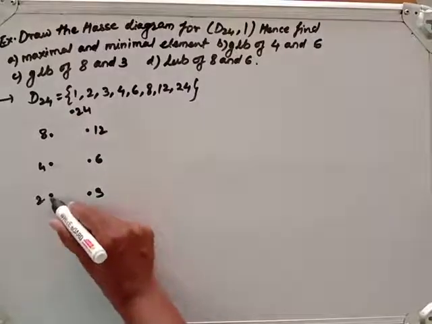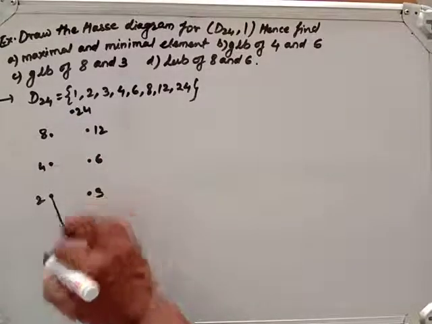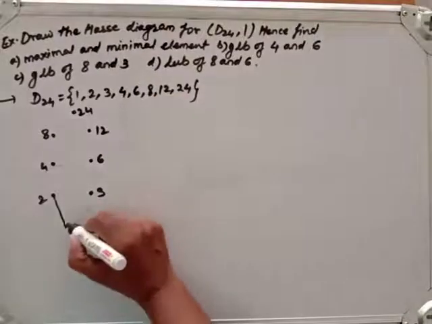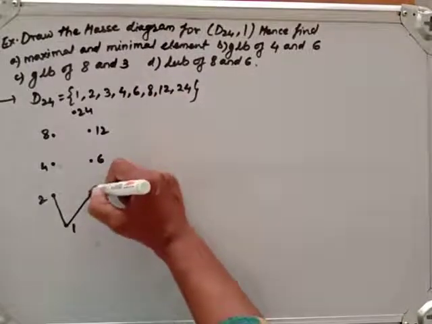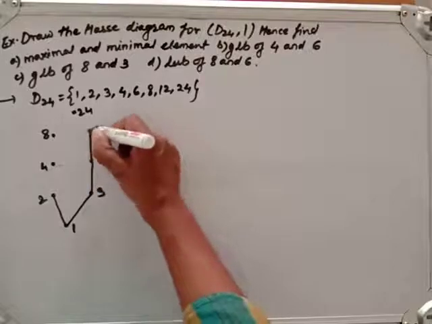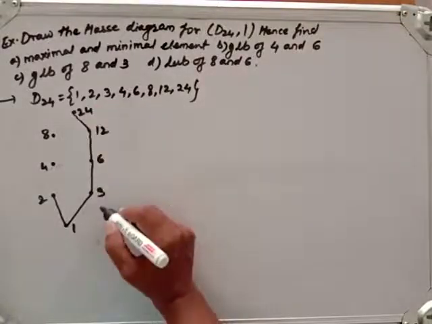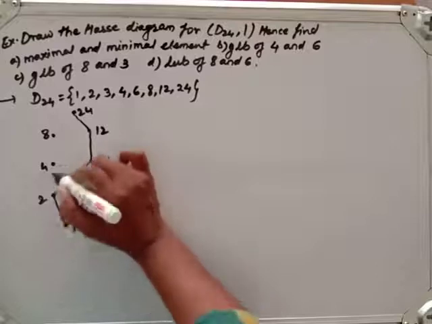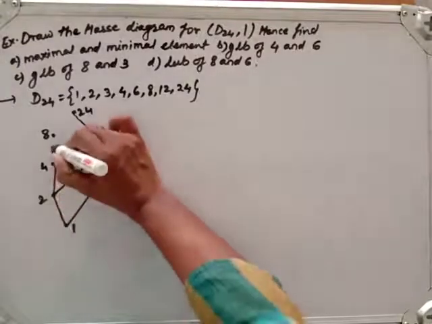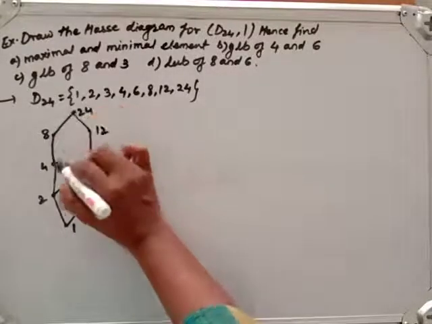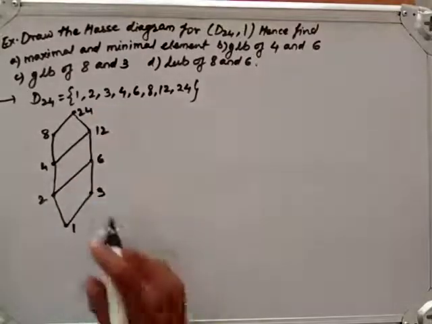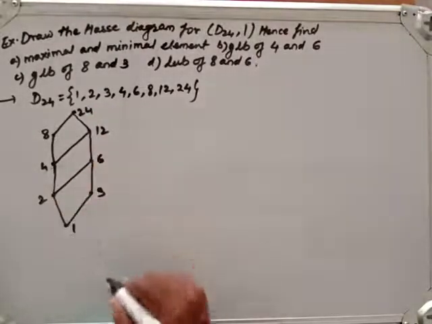So 1 is related to 2, 1 is related to each and every element, but by transitivity 1 is related to 3 also. Now 3 is related to 6, 6 is related to 12, 12 is related to 24. Fine. Now 2 is also related to 6, 2 is related to 4, 4 is related to 8, 8 is related to 24, 4 is also related to 12. So this is our Hasse diagram here.